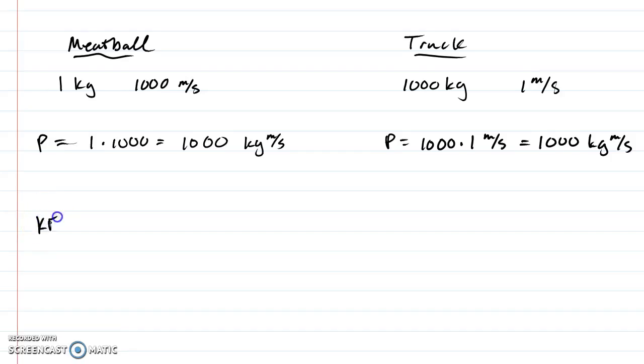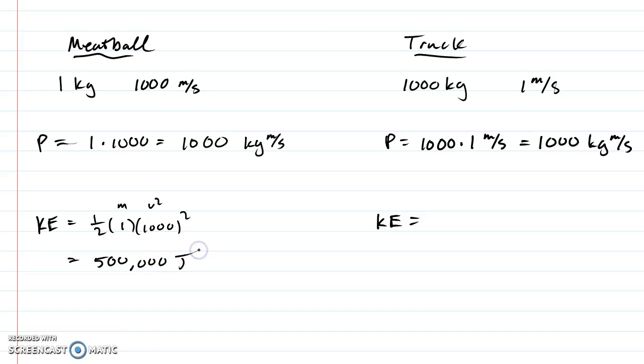When you compare their kinetic energy, just thinking about it, which is more dangerous, a truck going a meter per second, or a meatball going 1,000 meters per second? The 1,000 meters per second is going to make the kinetic energy extremely large. So there's my mass, and then I need my velocity squared, which would be 1,000 squared. When I work this out, I have 500,000 joules. That's a lot of energy. The kinetic energy of the truck is 1/2 times 1,000 times 1 squared, so it's only 500 joules.